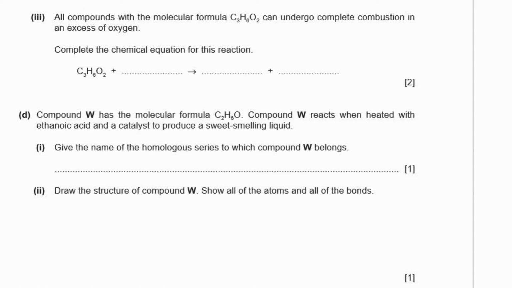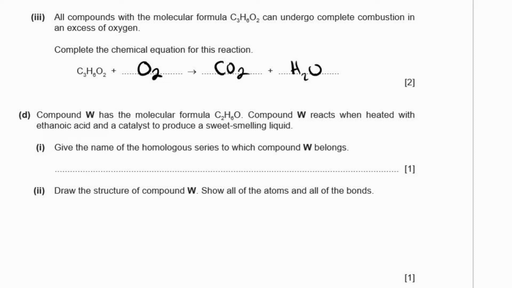3. All compounds with the molecular formula C3H6O2 can undergo complete combustion in an excess of oxygen. So complete the chemical equation for this reaction. So all combustion in oxygen reactions, it says in an excess of oxygen, so it means that you're not going to get carbon monoxide. You have to obviously react in oxygen, and you get CO2 and water.